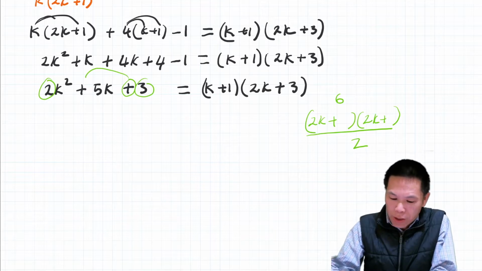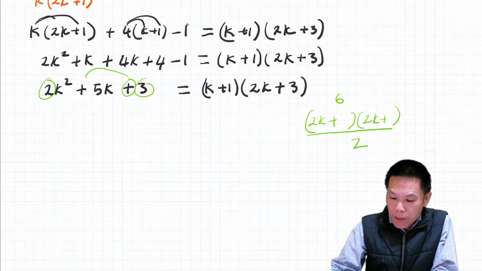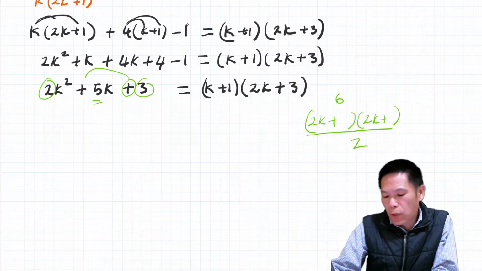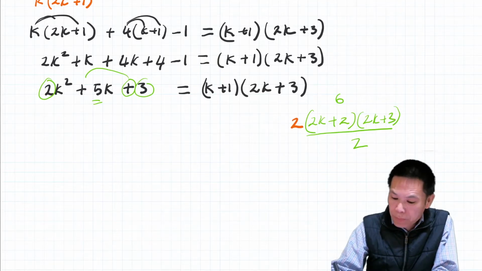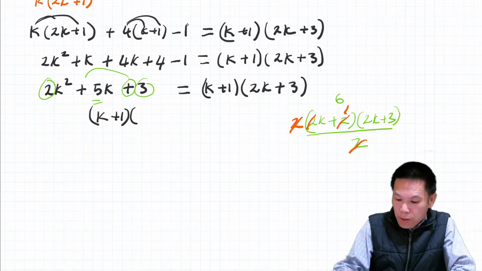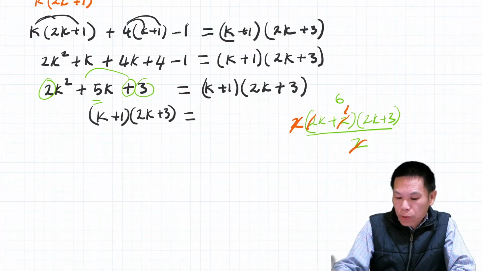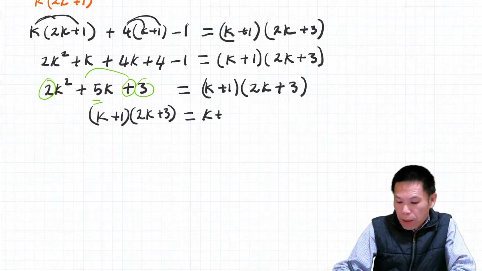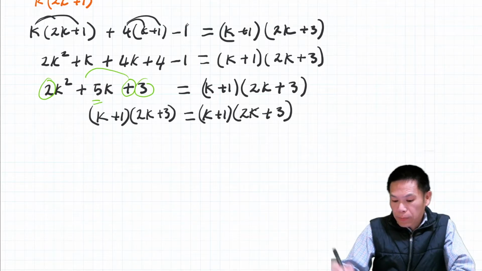Okay, so what gives me 6 and then adds up to give me 5? So 2 and 3. So I put 2 there and 3 there. I take the 2 out and I cancel this, that gives me 1. This cancels that, so that is k plus 1 and 2k plus 3, which equals k plus 1 and 2k plus 3. There you go.